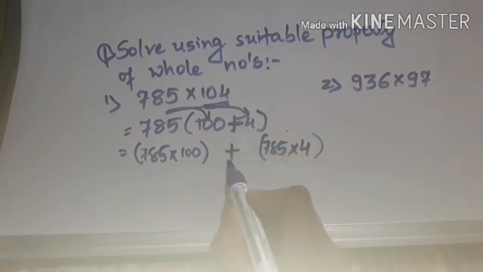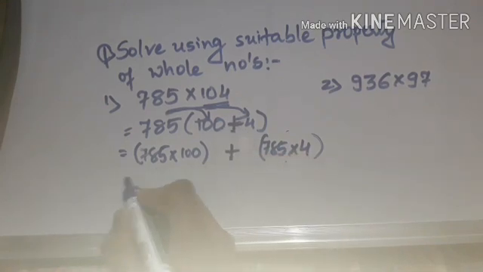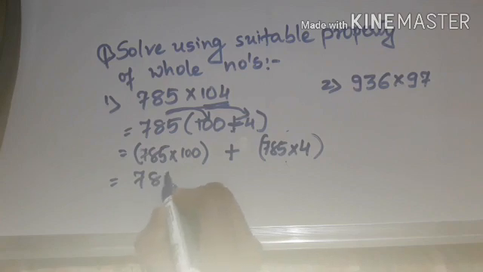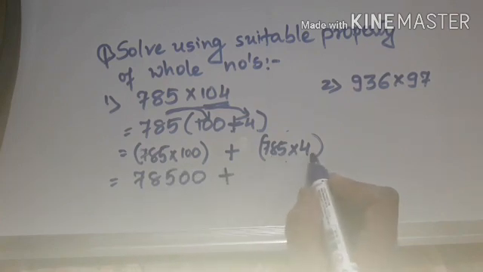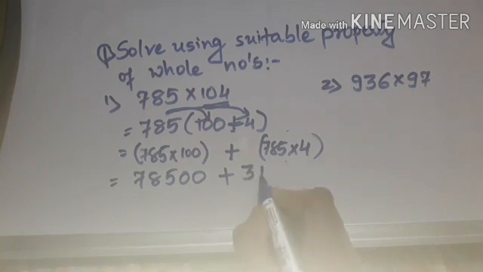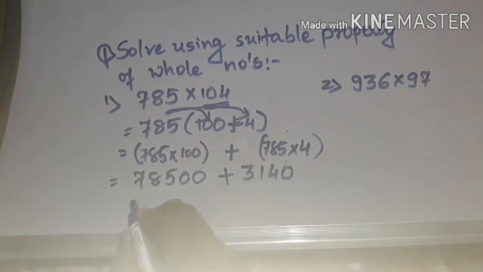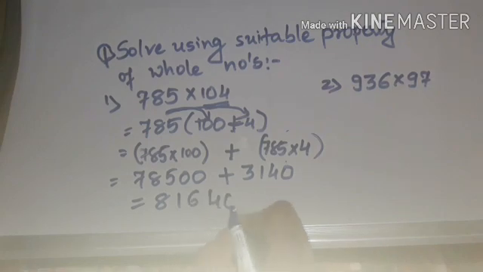And this sign is here. Now this will be 78500 plus, when you multiply these two, you will have 3140. So here the answer is 81640.